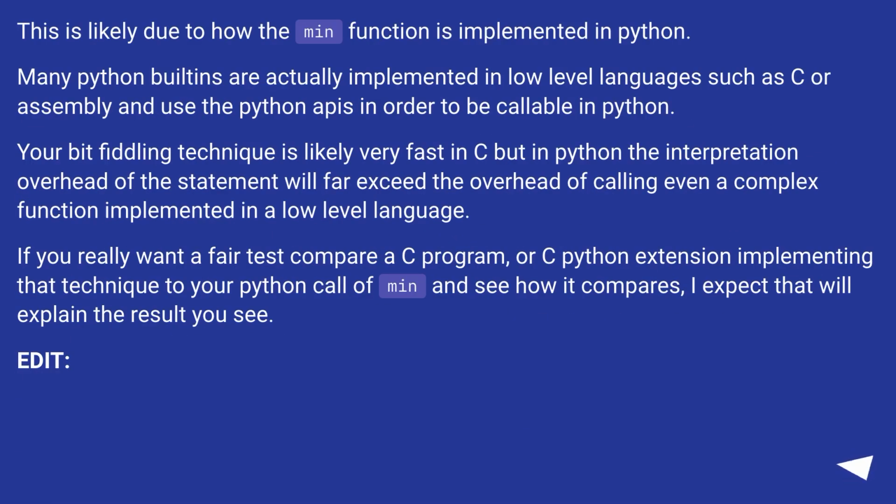This is likely due to how the min function is implemented in Python. Many Python built-ins are actually implemented in low-level languages such as C or assembly and use the Python APIs in order to be callable in Python. Your bit fiddling technique is likely very fast in C, but in Python the interpretation overhead of the statement will far exceed the overhead of calling even a complex function implemented in a low-level language.